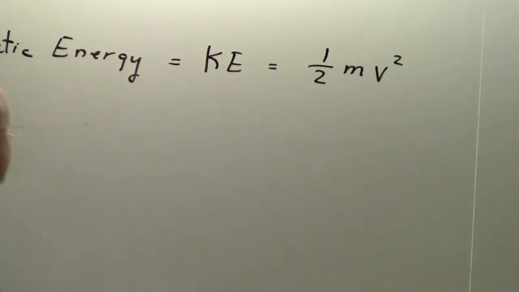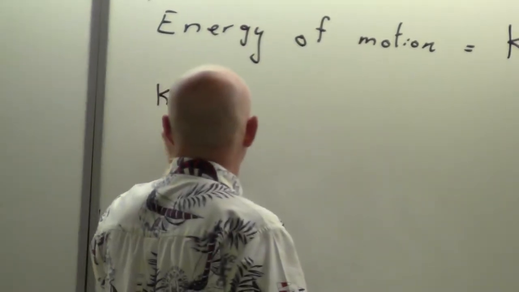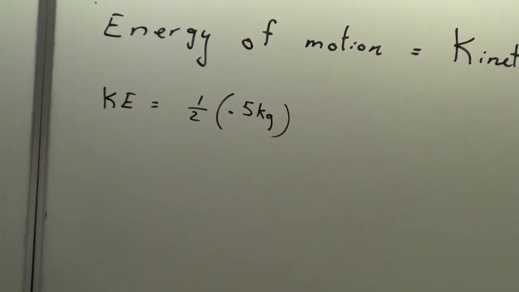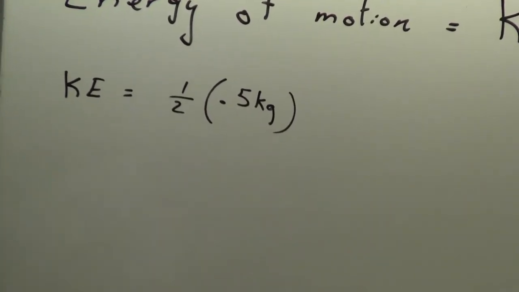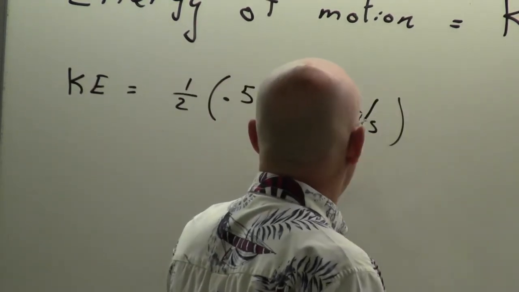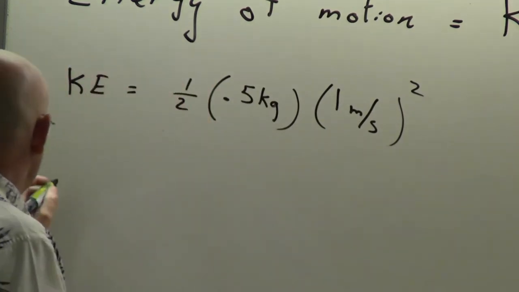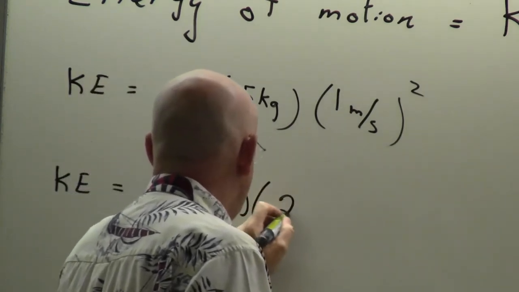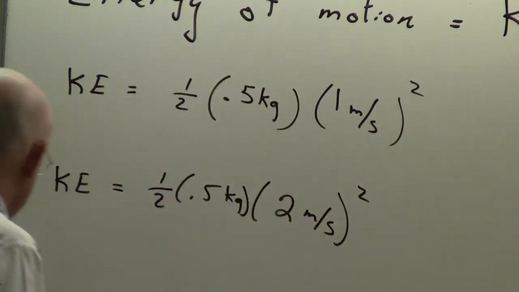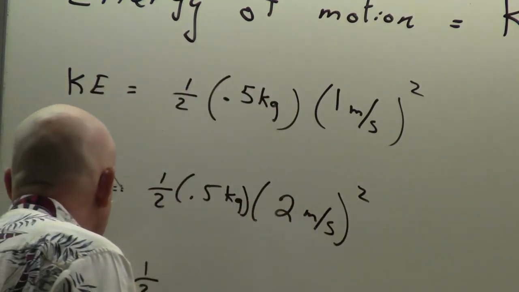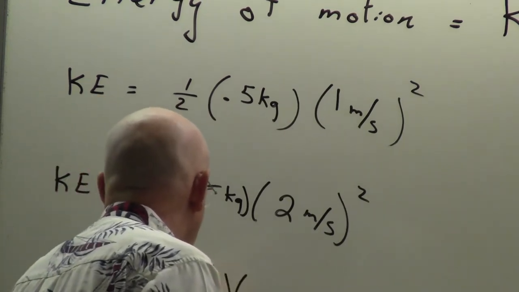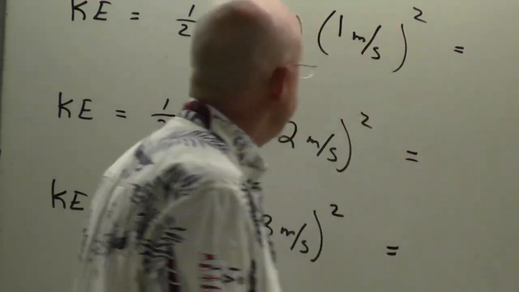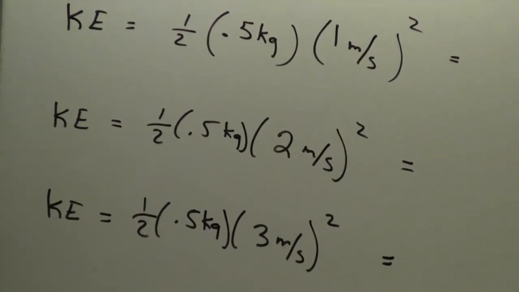Now watch, let's put some numbers in here. Let's go ahead and calculate the kinetic energy of that cart. You've heard me say it many times that the mass of that cart is a half a kilogram. And why don't I give it a speed of 1 meter per second at first? Then I will give it a speed twice that at 2 meters per second. And then let me give it a speed of 3 meters per second, three times the original. And let's run through some math and see what we have here.